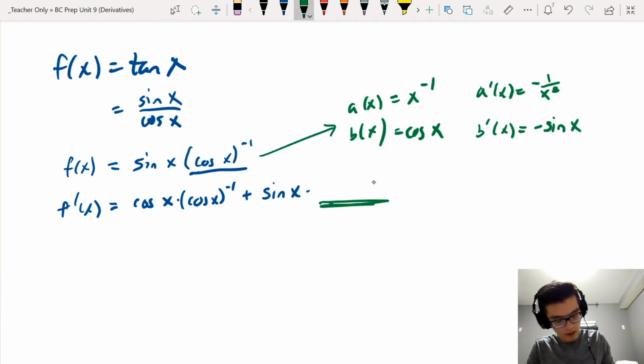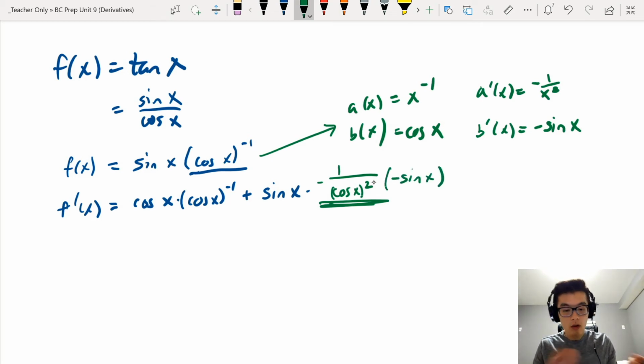So it's going to be a prime of x, which is negative 1 over originally x squared, but when we replace the x with b of x, the inside function, that's going to be cosine of x squared, multiplied by the derivative of the inside function, which is, in this case, negative sine of x. Now all we've got to do is clean things up, and hopefully you realize this becomes very nice very quickly.